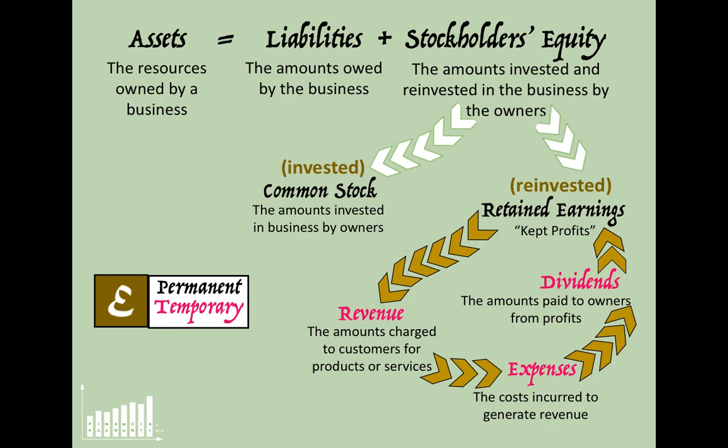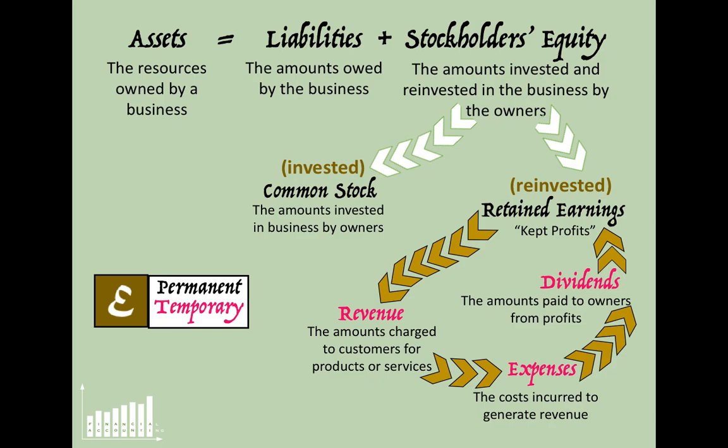Our broken down equation looks like this. Common stock and retained earnings are the two pieces of stockholders' equity. Common stock represents the amount the owners have invested in the business out of their own pockets. Retained earnings, or kept profits, is how much they've reinvested in the business from the profits of the enterprise.